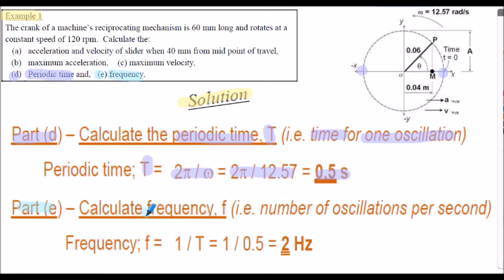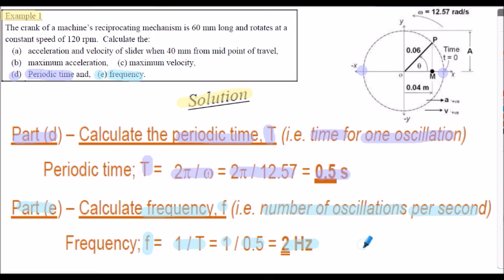Frequency is lowercase f, that's the number of oscillations per second. And we know from our previous work that the frequency is the reciprocal of periodic time, so 1 divided by 0.5 in this case. So 2 Hertz or 2 cycles per second is the frequency.